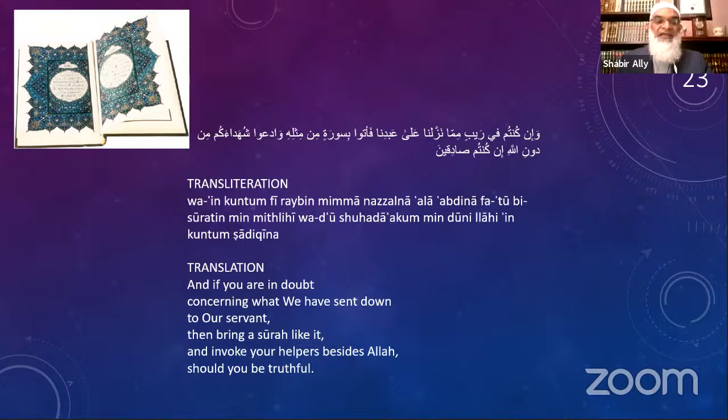Translation. And if you are in doubt concerning what we have sent down to our servant, then bring a surah like it and invoke your helpers besides Allah, should you be truthful. So what this is saying to the non-believers is that now, if you are in doubt regarding the Quran that we are revealing to our Prophet Muhammad sallallahu alaihi wasallam, then bring a surah like it. And like bring forth a surah and say, okay, like this is similar.